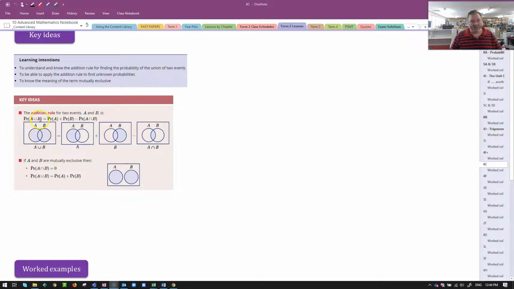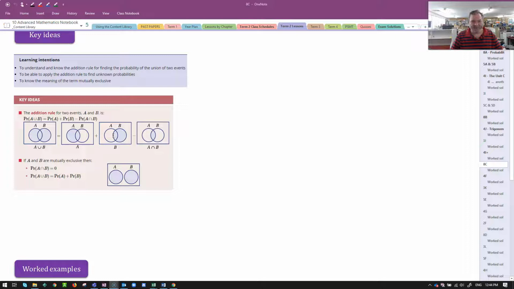Why is it that the rule says it's probability of A plus the probability of B and then minus the probability that they intersect? Well, let's have a think about what would happen. When I find the probability of A, I'm finding that area shaded in the first diagram there. When I'm finding the probability of B, that's equivalent to the area in the second diagram there. That middle bit, that intersecting bit, the A intersect B, that's been counted twice, hasn't it? Once in group A and also once in group B.